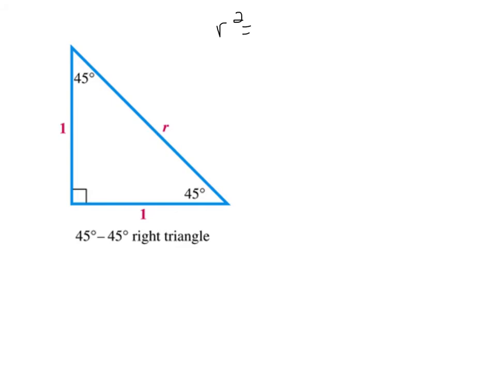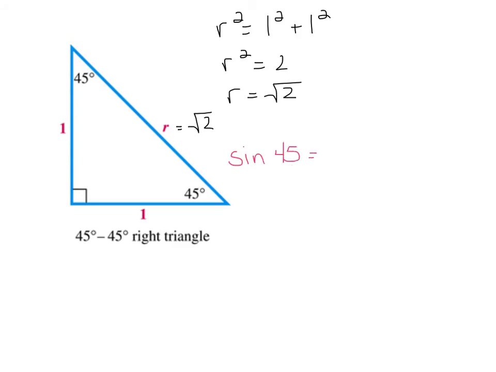So r squared is equal to 1 squared plus 1 squared. So the hypotenuse is the square root of 2. Just like with the 30, 60, 90, we can now learn the trig ratios for a 45-degree angle. So this would be opposite over hypotenuse, which makes this square root of 2 over 2.